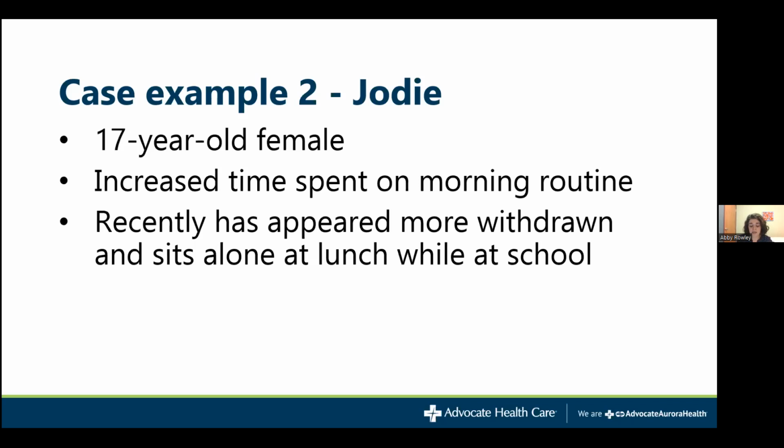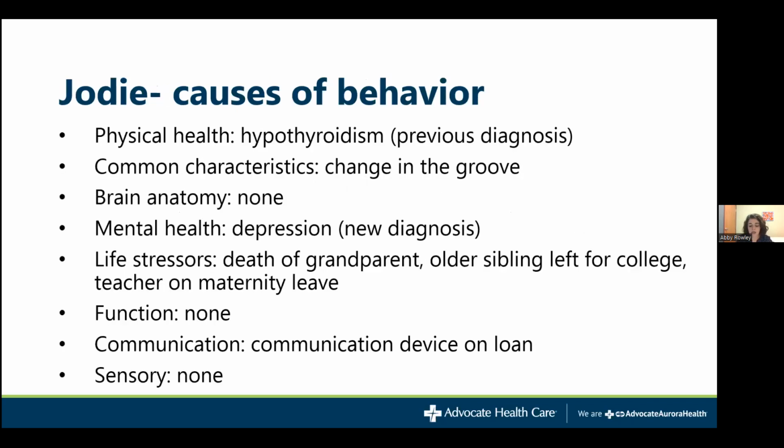She has a diagnosis or a history of depression and hypothyroidism, and she has a teacher who is on maternity leave. So let's go through some of the causes of her behavior. The physical health: she has a diagnosis on record of hypothyroidism. So that's significant, as we learned from Dr. Chicoine, that that can be a cause of behavior change.